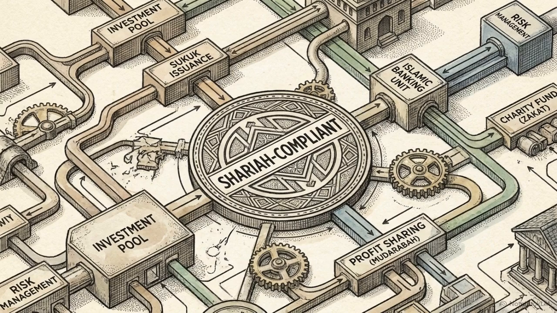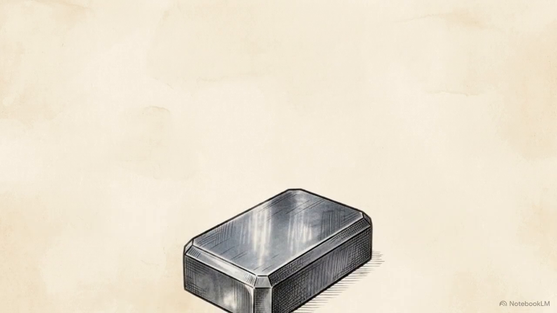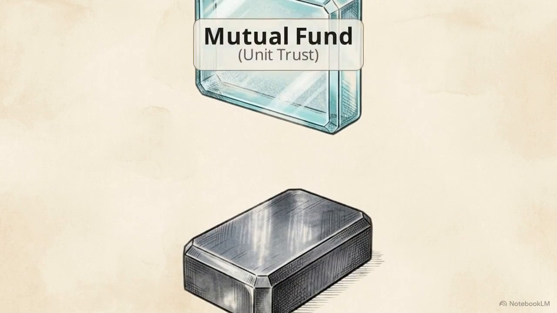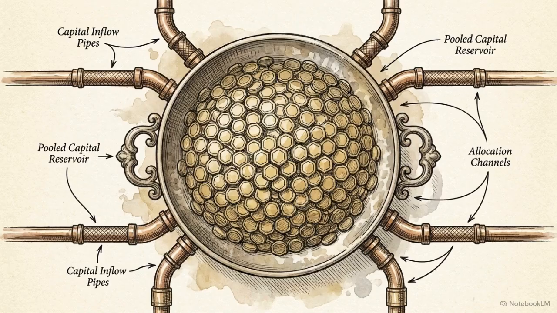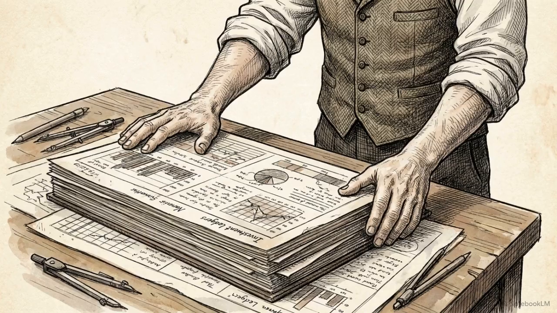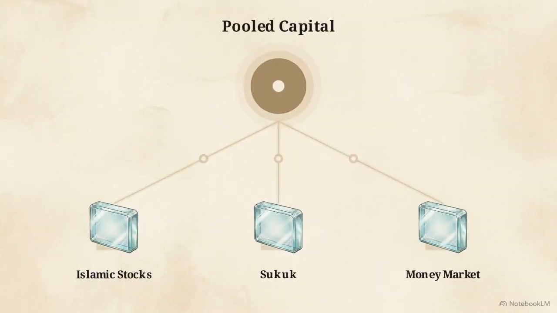religious compliance at scale. The largest structural component built on top of individual equities is the Islamic mutual fund, frequently referred to as a unit trust. These funds operate through active management. Professional fund managers aggregate capital from thousands of individual and institutional investors into a single massive pool, which gives those managers immense purchasing power. The managers deploy this pooled capital across specific vetted asset classes.